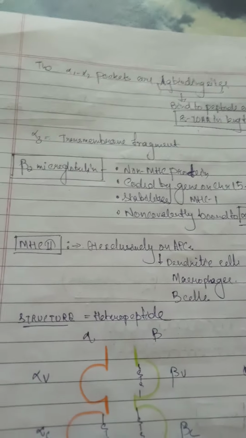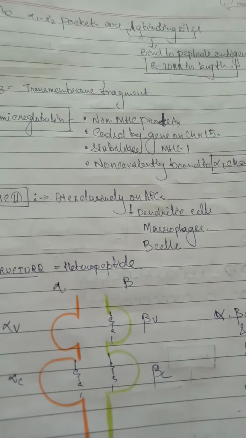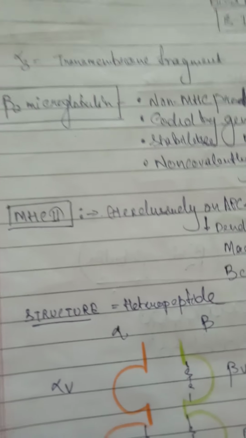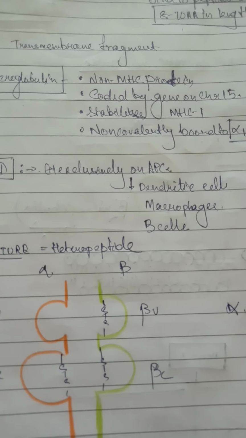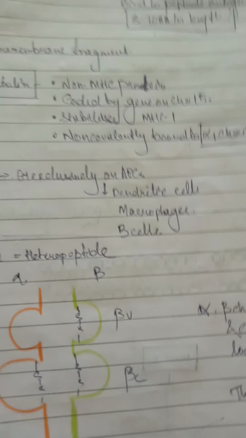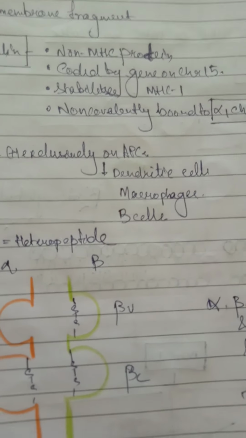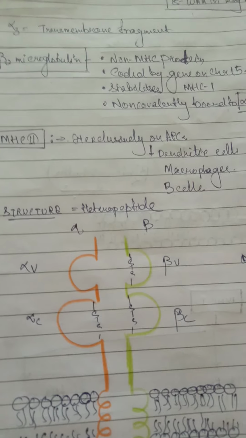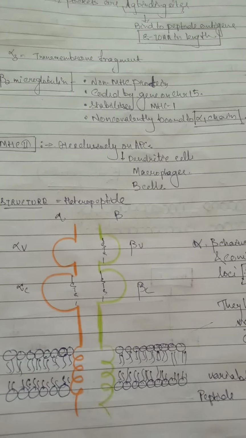As I have already said, beta-2 microglobulin is a non-MHC protein that is coded by a gene on chromosome number 15, and it stabilizes the MHC1 molecule by non-covalently binding to the alpha chain. So this is all about the MHC1 molecule.